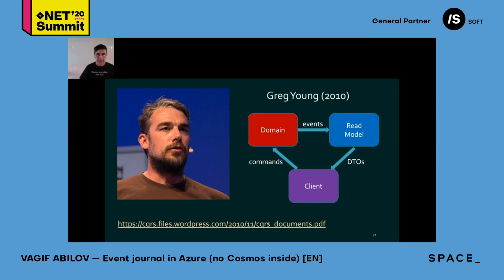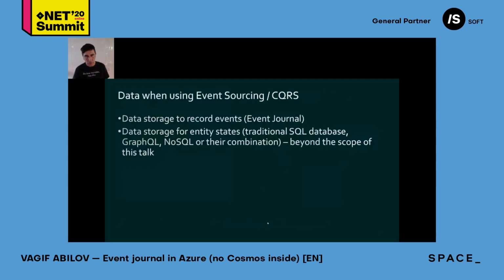In CQRS, we separate the write model side of the system and the read side of the system. On the read side, we are relaxed. We can build as many views as we need. On the write side, we store events, and this is what will be our main focus during this talk. So: data storage to record events, and data storage for entity states, which we can use traditional SQL databases for, GraphQL, NoSQL, or a combination. It's all beyond the scope of this talk.